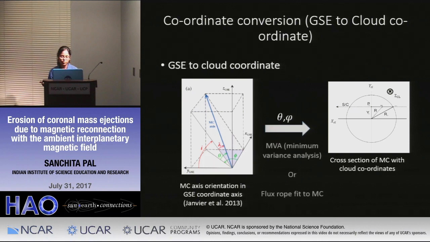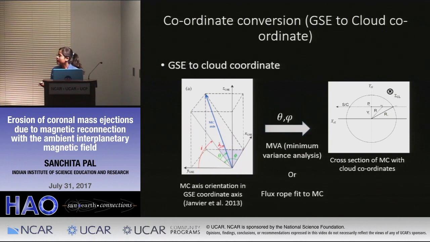That can be derived using two methods: one is the minimum variance analysis, and the other is flux rope fitting to the magnetic cloud. We will not use minimum variance analysis, because it gives different results for different angles theta and different impact factors. The impact factor is the distance between the spacecraft path and the magnetic cloud axis. If the distance between these two increases, the result of this method becomes very bad, and we cannot take the theta and phi from it.